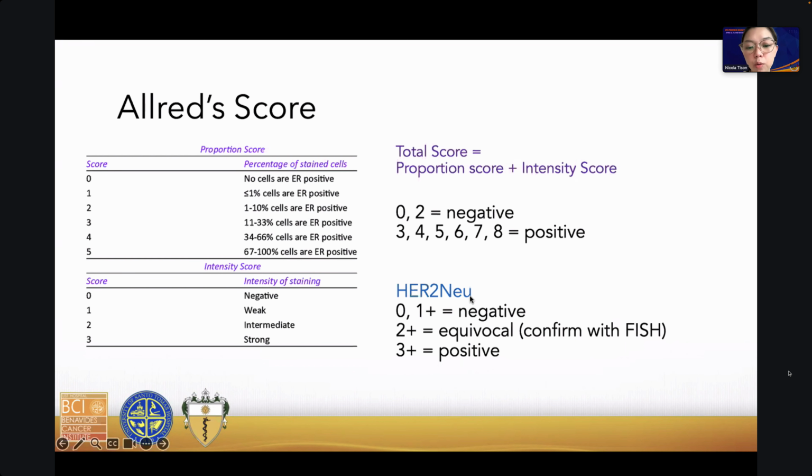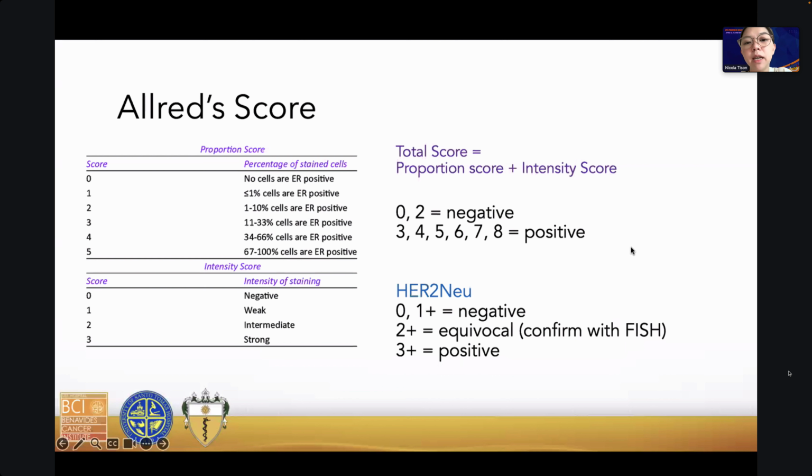For HER2/neu immunohistochemistry, if you get a score of 0 or 1 plus, that is HER2/neu negative. If you get a HER2 of 3 plus, that is positive. If the HER2/neu is 2 plus, that is equivocal, meaning we have to do further testing with FISH to confirm if the patient is HER2/neu positive or negative.